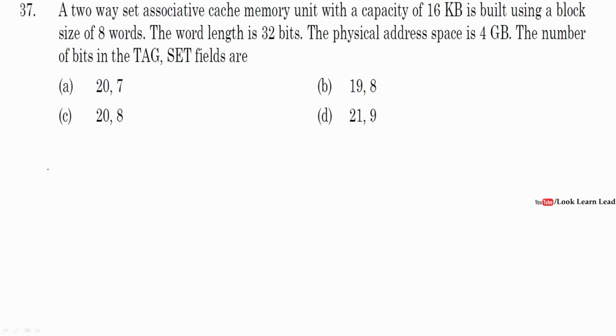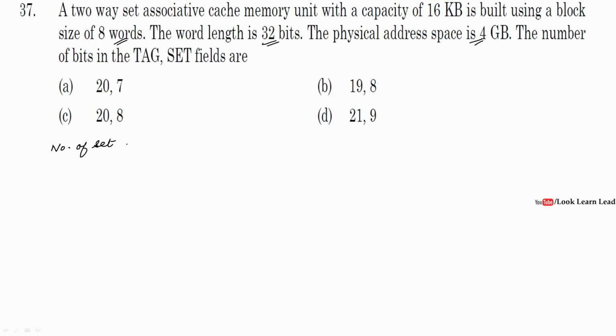A two-way set associative cache memory unit with a capacity of 16 kilobyte is built using a block size of 8 words. The word length is 32 bit and the physical address space is 4 GB. The number of bits in the tag and set fields you have to calculate. So let us check. We have to first calculate the number of sets.